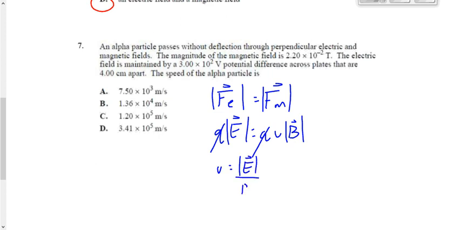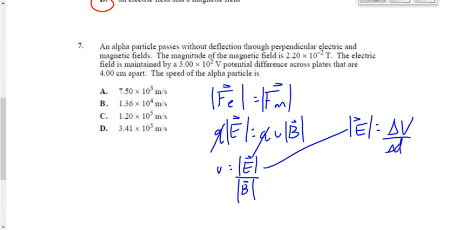We don't know what E is, but we can find it. What's the equation that we use to find the value of the electric field between two plates? Delta V over delta d, yeah. Delta V over delta d. Make sure that you convert this to meters. That's going to be 0.04 meters. Do your thing here. Divide that by B, and we end up getting 3.41 times 10 to the 5 meters per second.